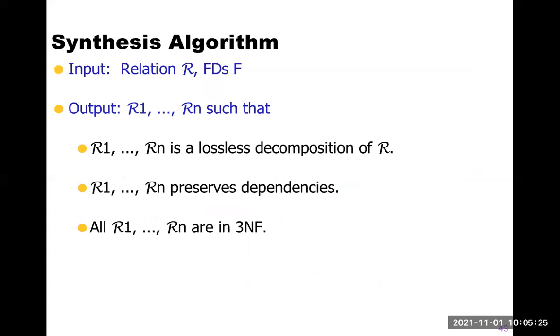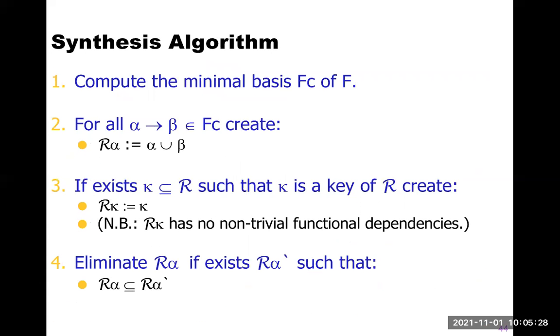So let's return to the synthesis algorithm to build a correct third normal form schema for the database. We compute the minimal basis for our functional dependencies, and essentially this process of minimal basis calculation is that we remove extra dependencies. In every functional dependency set, we may have super keys, not minimal keys, but super keys, and we don't want them.